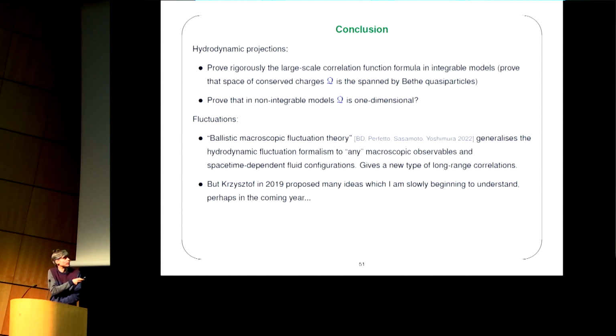And in fluctuations, where we went a bit beyond what I showed, we developed this ballistic microscopic fluctuation theory, which in principle describes large deviation theory for many extensive observables. But there's still a lot to be understood from the hydrodynamic perspective. Thank you for your attention.